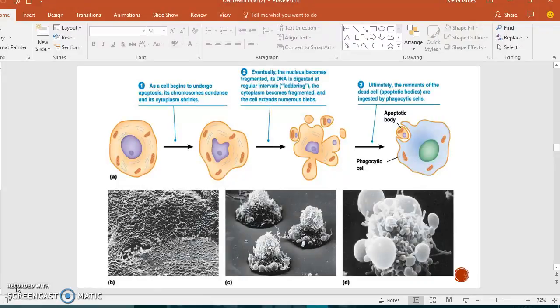Eventually, the cell is all over the place in small pieces called apoptotic bodies. These apoptotic bodies are then eaten by phagocytic cells.